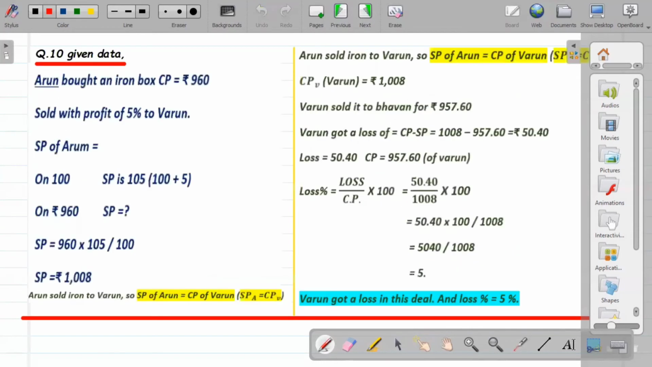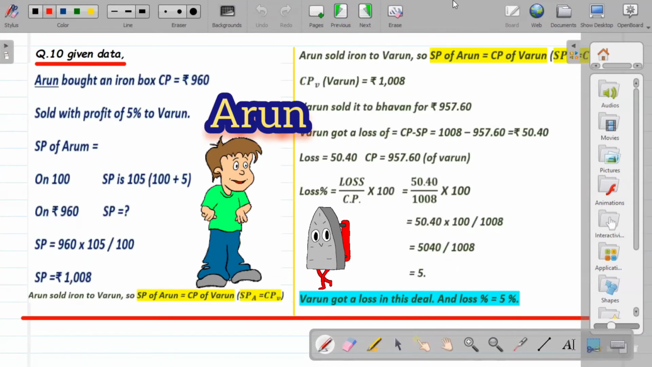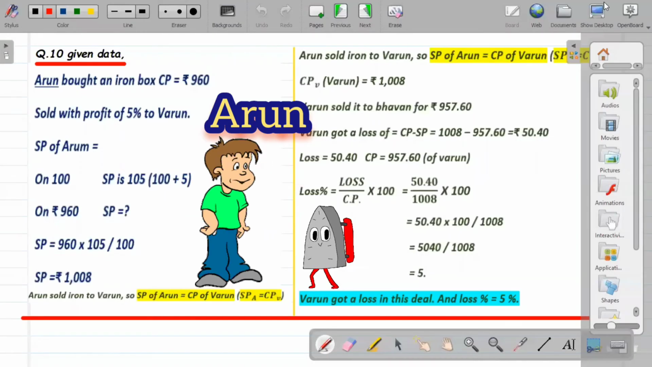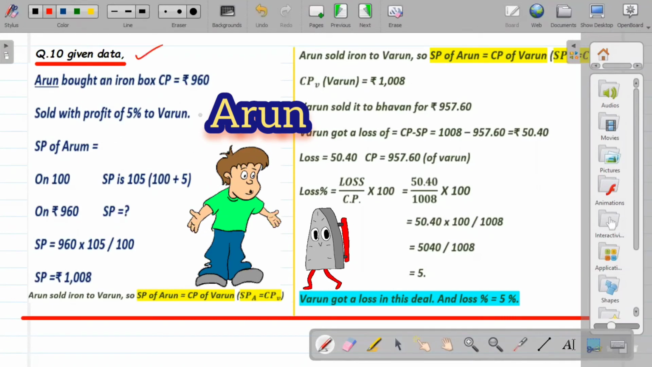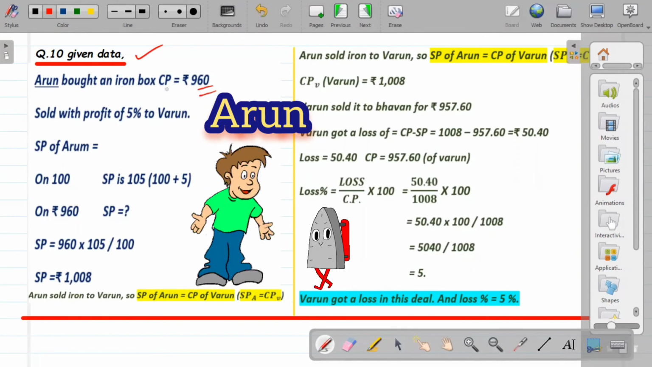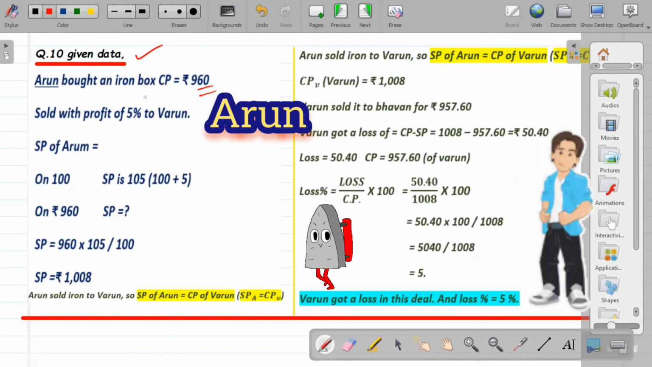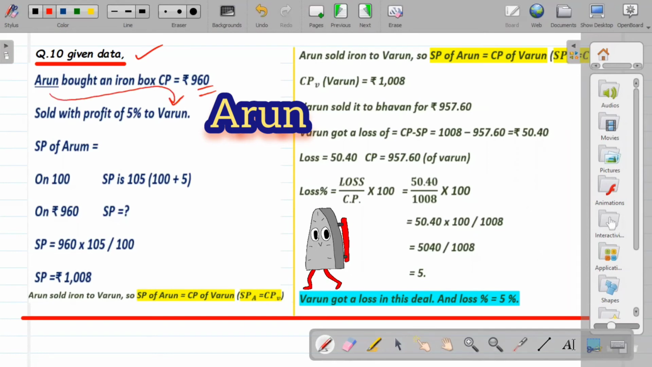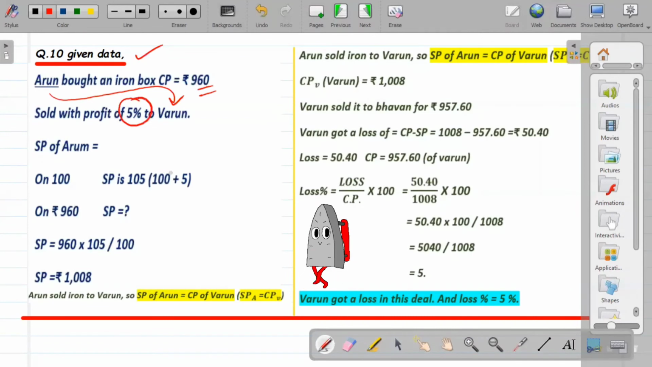Now the last example we will see. Okay, so let's just move to this last question. That is, Arun bought an iron box for 960 rupees. So what is the CP for Arun? That is 960 rupees. But after that, Arun sold it to Varun. Arun ने iron लेके आया और उसको वरुण को बेच दिया. But in that transaction, Arun made the 5% profit. ठीक है, अरुण ने वरुण को जो भी चीज बेच दी उसमें उसने 5% प्रॉफिट कमा लिया.